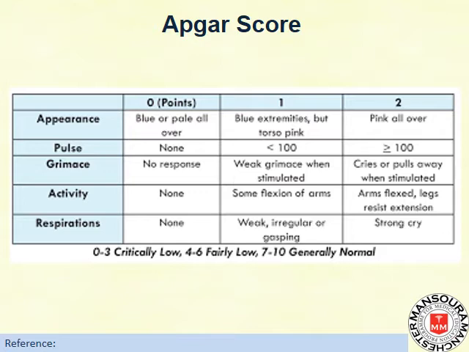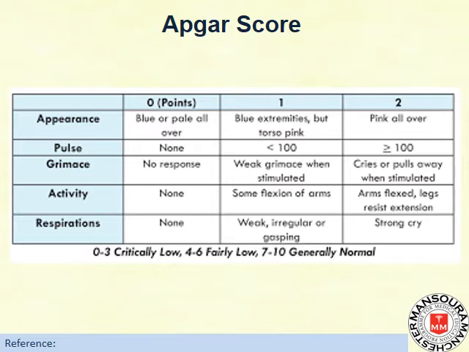For respiration, if there is no respiratory effort, you give 0. If it is weak, irregular, gasping breathing, you give 1. And if there is strong cry and regular breathing, you give 2. So the worst case, you will receive 0 for all items and a total score of 0. And the best case will receive a score of 10.